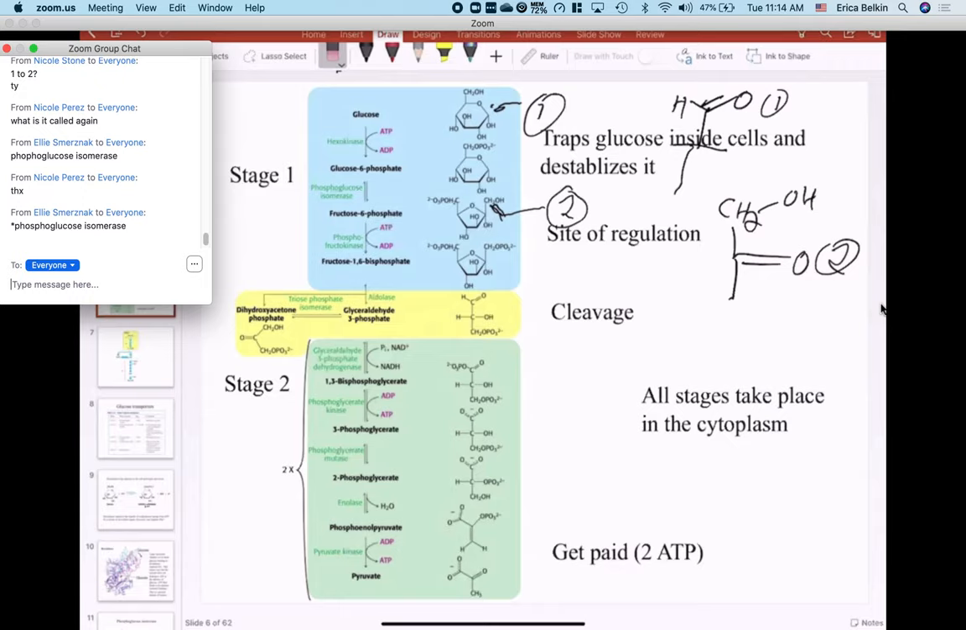And so when it breaks it down, it does, as I'm sure you're all familiar with from organic chemistry, the retroaldol. And so here you get dihydroxyacetone phosphate, which is a ketone, and glyceraldehyde 3-phosphate, which is an aldehyde. And again, we'll go into this in more detail, and we'll take a look at the mechanism. But in this case, the idea is you go from 6 carbons to 2 3-carbon pieces.